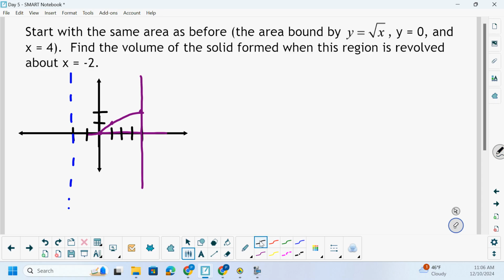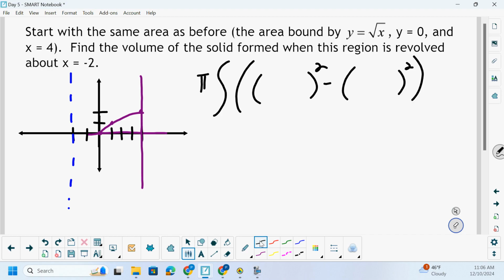Because there is a gap between our enclosed region and the line we are rotating around, we're going to have a washer's case. So we'll again have pi integral. We'll have an outer radius squared minus an inner radius squared, and then d something. Slicing perpendicular to what we're rotating around, that would cause us to slice the y-axis. So we've got dy again, 0 to 2 for our y bounds, just like the last time.